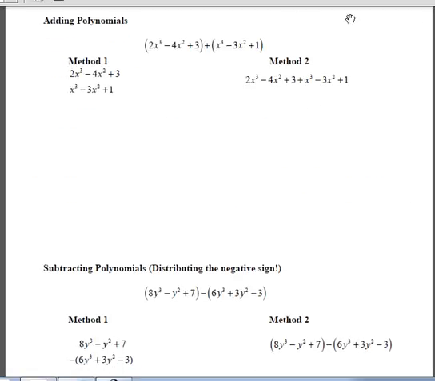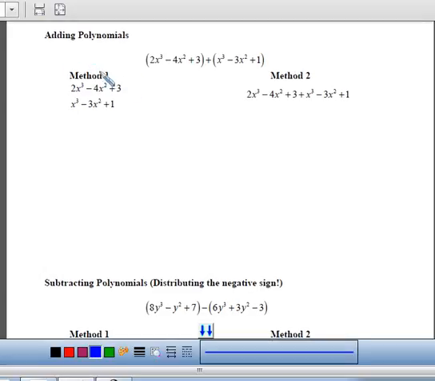So we are going to be adding polynomials. There's two methods we're going to be using. Method 1 will be adding vertical, going up and down. Method 2 will be adding going horizontal.